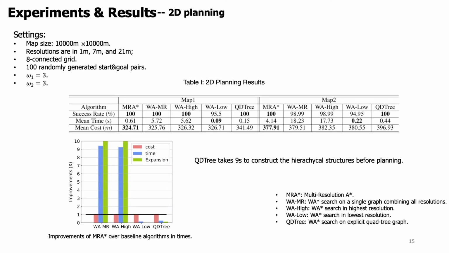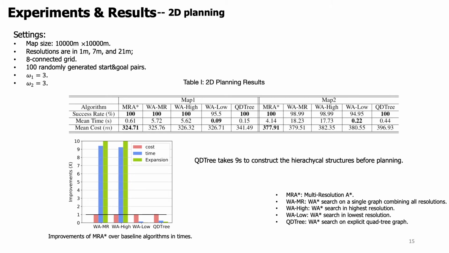Here are experiment results. The performance of planners are evaluated in terms of success rate, planning time, and mean cost. Firstly, we implemented the algorithm on 2D maps. The map size is 10,000 by 10,000, and we have resolutions in 1 meter, 7 meters, and 21 meters. We have baseline algorithms: weighted A star searching on a single graph combining all resolutions, denoted as weighted A star MR, in highest resolution, denoted as weighted A star high, and lowest resolution, weighted A star low.